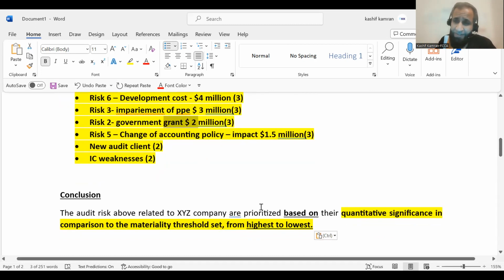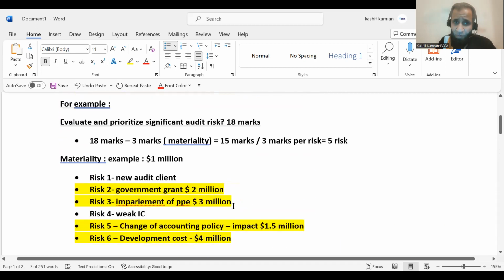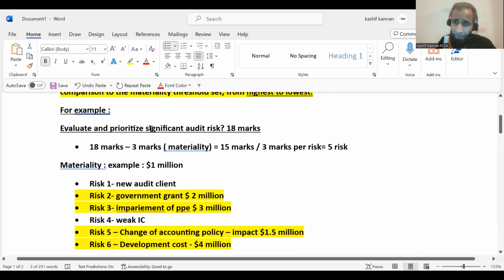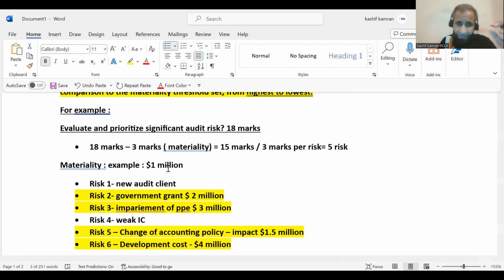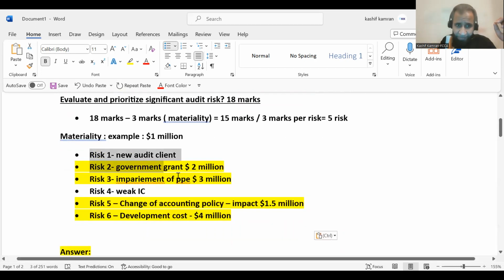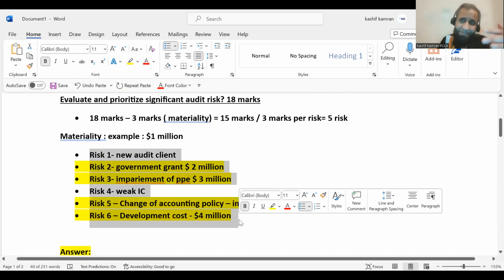So this is an easier approach in the exam, because once you know your materiality threshold, which you will set at the start, then you start reading the case and you copy paste the risks from the case into your word processor. And suppose you get the risks in this order, then it's very easy to arrange them on your word processor when you're answering them.